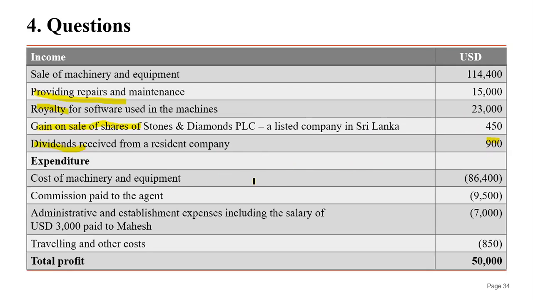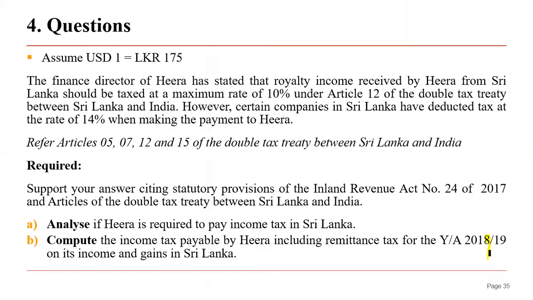Then expenditure: cost of machinery and equipment, commission paid to the sales agent, and the administrative and establishment costs, including salary of 3,000 to Mahesh. That is for the Sri Lankan part, right? And the traveling and other cost. Then altogether 50,000. Then the exchange rate they have given as 175.